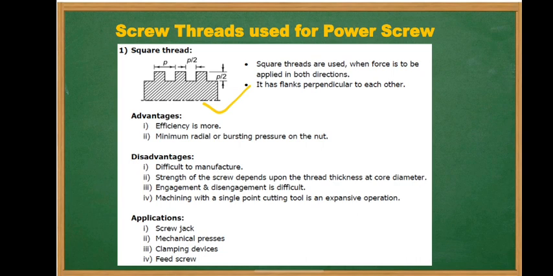Advantages: efficiency of the square threads is more, and there is minimum radial or bursting pressure on the nut. Disadvantages: difficult to manufacture. Strength of the screw depends upon the thread thickness at the core diameter. Engagement and disengagement is difficult. Machining with a single point cutting tool is an excessive operation. And here are some applications. Square threads are generally used in screw jacks, mechanical presses, clamping devices, and feed screws.